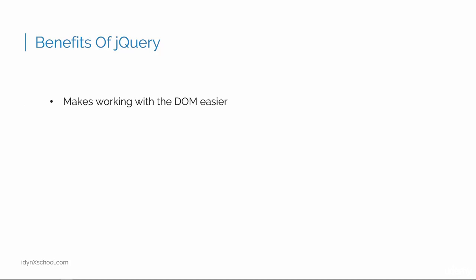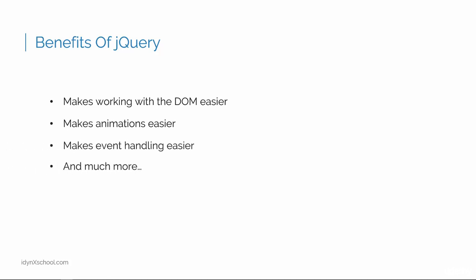Before, we would have to use pure JavaScript to try and grab a particular element deep in the HTML page. Now with the help of jQuery, we can just use a CSS selector to grab that element and do what we want with it in JavaScript. So it is much easier when it comes to working with the DOM using jQuery. It also makes working with animations much easier, as it does with event handling and much more.